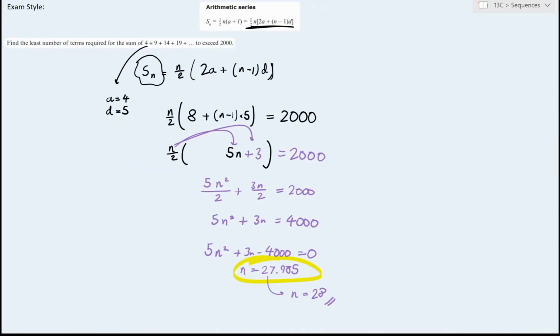You can have the same type of question where you're working out either the first term or the common difference. That's the exact same idea, except it won't form quadratic equations, so it'll be a little bit easier.